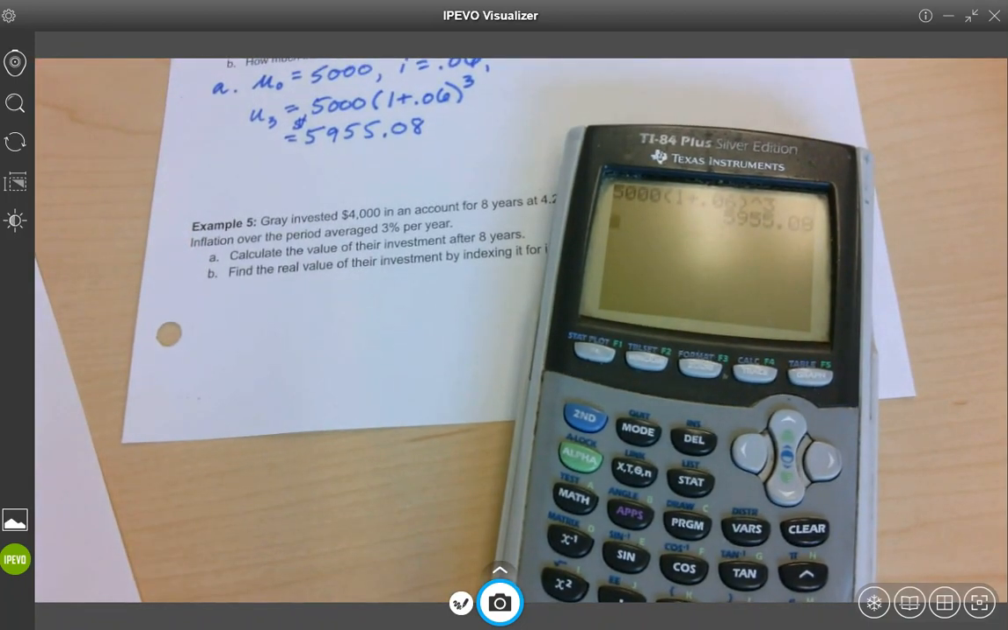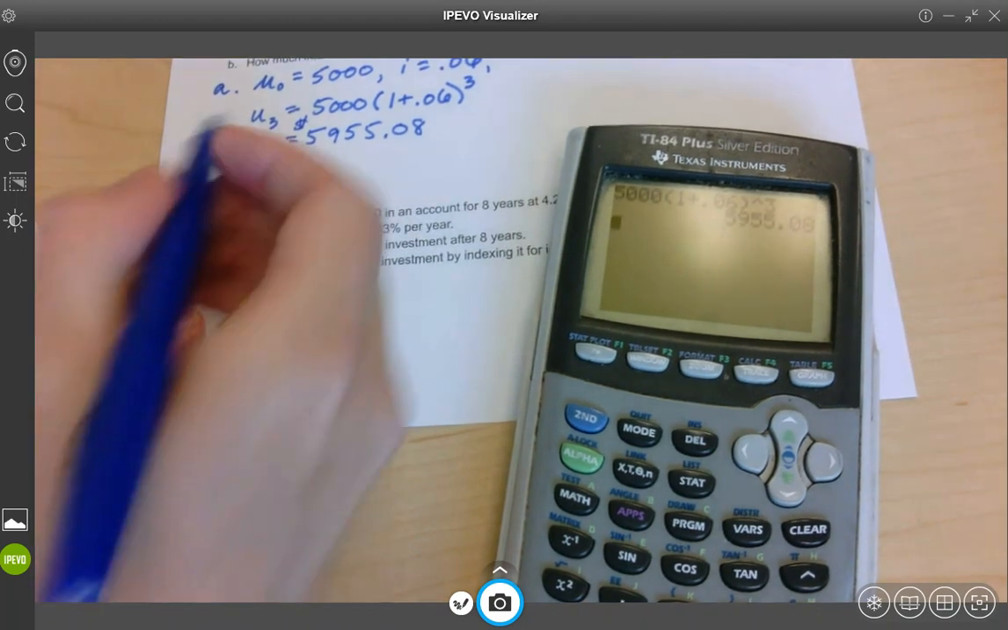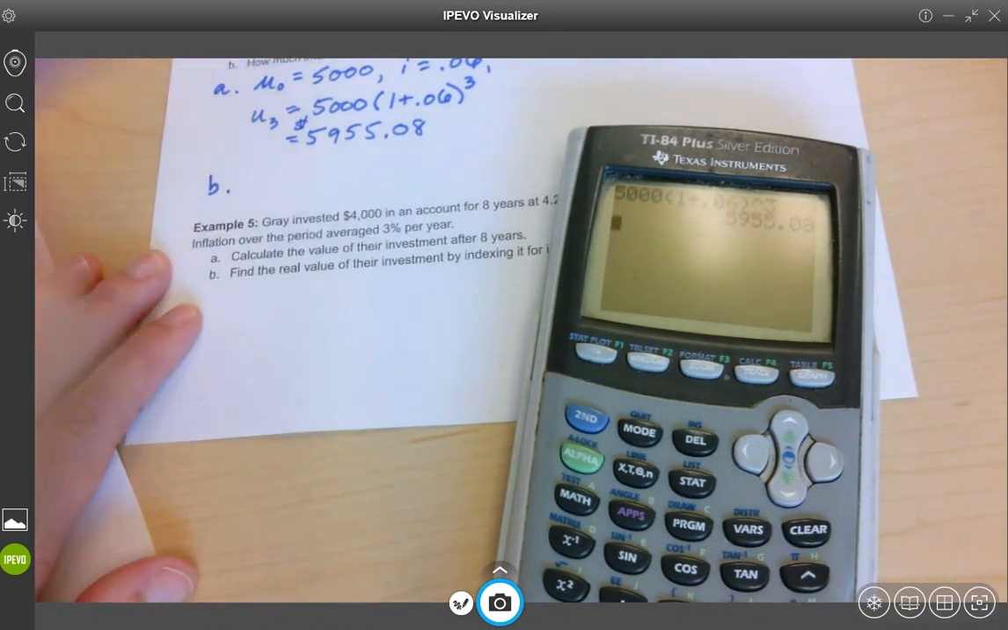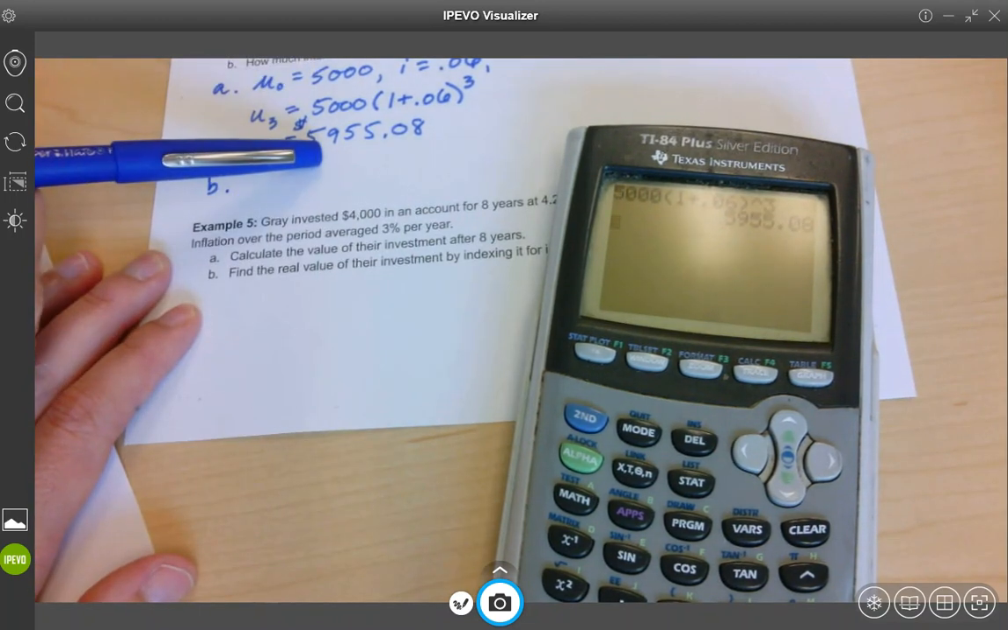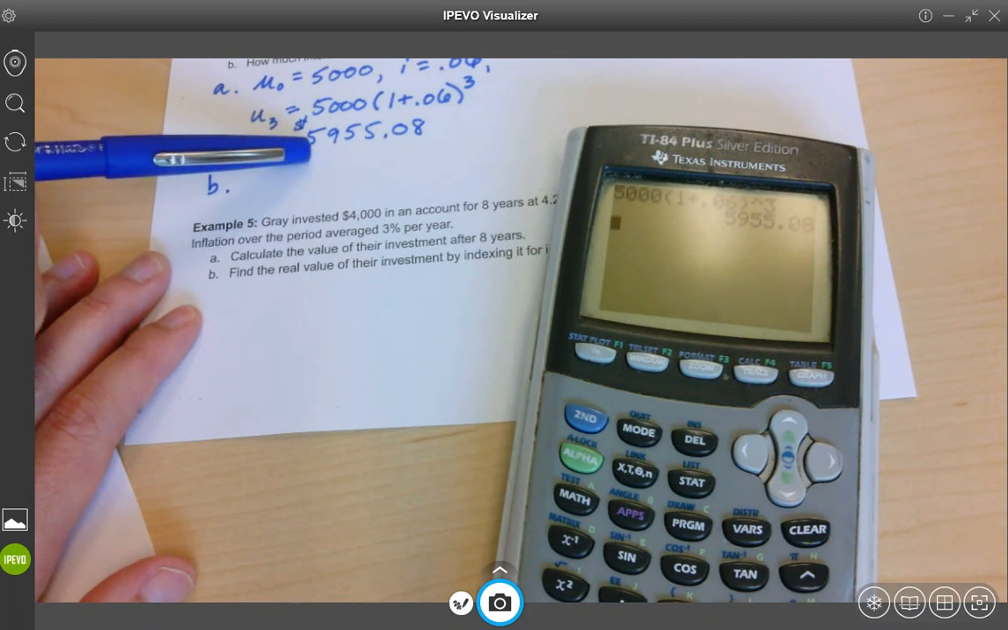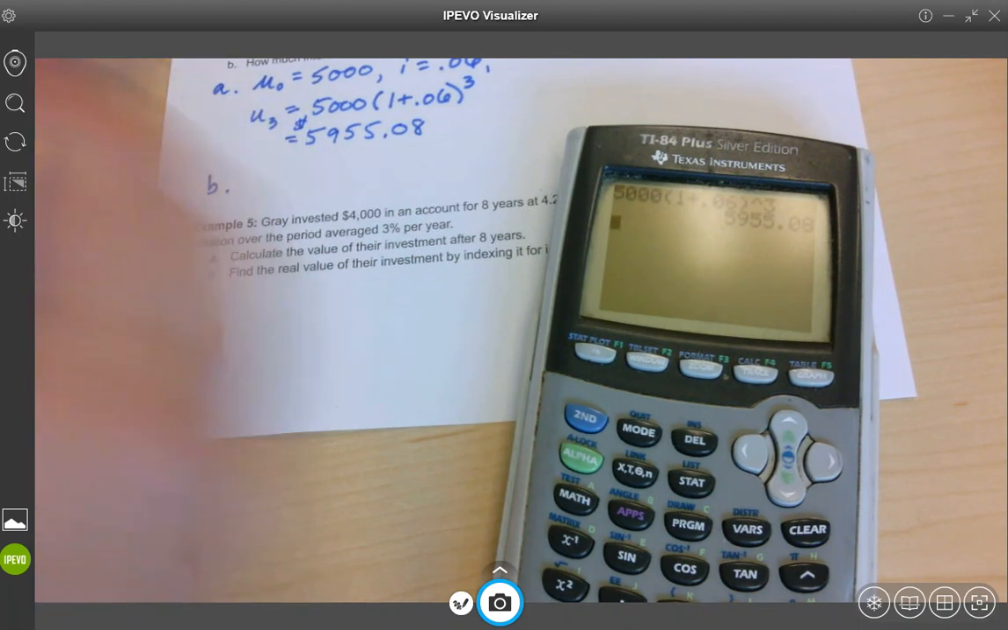All right, and then it says how much interest has been earned. So if you started with 5,000 and you ended with $5,955.08, what do we do to find out how much of that is interest? Just subtract it, yeah.